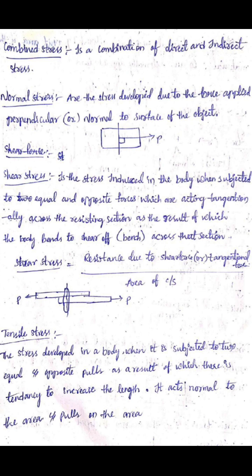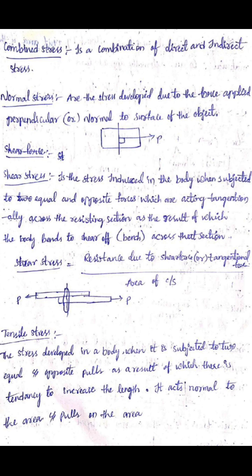Next, shear stress. It is a stress induced in the body when subjected to two equal and opposite forces which are acting tangentially across the resisting section, as the result of which the body tends to shear off across that section. So shear stress is equal to the resistance due to shear force or tangential force divided by the area of cross section. You can see in the figure there.